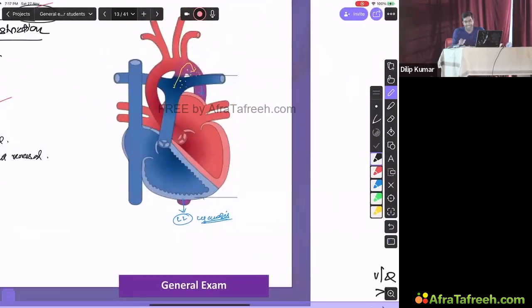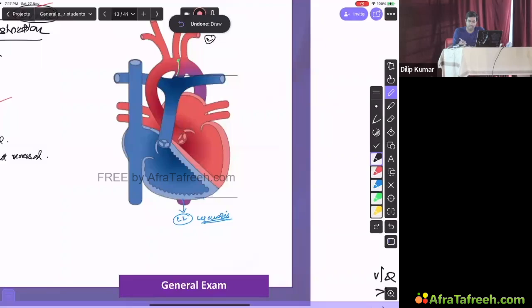Suppose there is a PDA with shunt reversal, but the PDA opening is proximal to the left subclavian. This is the left subclavian artery, right? Remember, beyond the left subclavian, the aorta becomes the descending aorta. We all know the anatomy. So till the left subclavian, it is aortic arch only. Below the left subclavian, it's descending aorta.